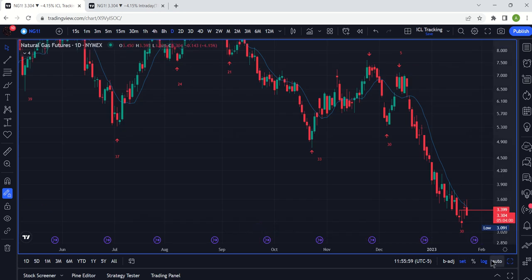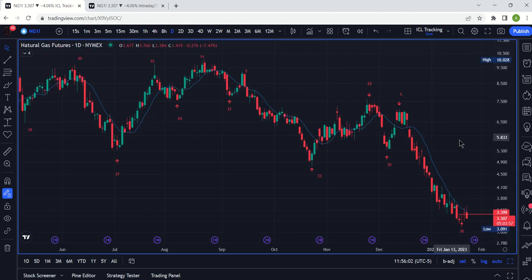So let's look at the daily chart first. So this is the chart for natural gas, Henry Hub futures.